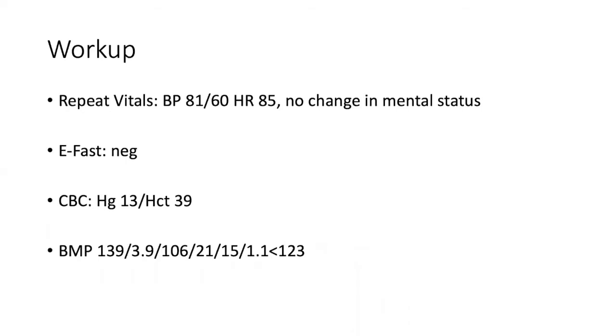In terms of the workup, he had repeat vitals, which were remarkable for hypotension, but no bradycardia, and patient was still maintaining as above. He had an EFAST, which was negative. He had a hemoglobin hematocrit that was adequate, and labs, which were grossly unremarkable. So in terms of what problems do we have for this patient right now?